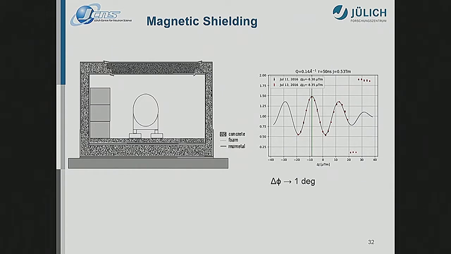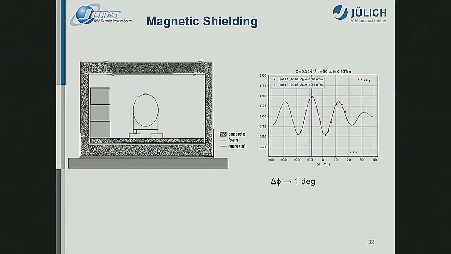What it's really good for is that these are two measurements of the same spectrometer setting. Q was about 0.14 inverse angstroms, Fourier time 50 nanoseconds. That is the field integral that we use. They are 2 days apart, and one was a maintenance day, so there was obviously some activity in the cave and in the target building. And these two spectra shifted by just 0.05 microtesla meter. In terms of neutron precession, that amounts to 1 degree. So this is a very stable instrument. I think the magnetic shielding around it is a really nice feature of this instrument.